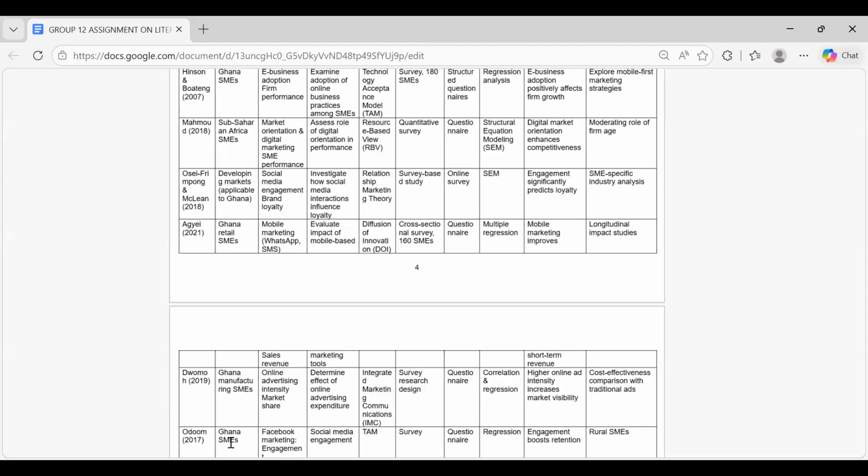The next in order, or the next most popular framework appears to be the resource-based view, as evidenced by the work of Mahmoud 2018. Let's see who else. So you get the drift. You use the language from the table. I don't know why my cursor will not move.